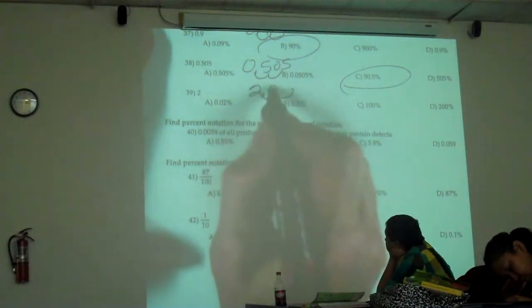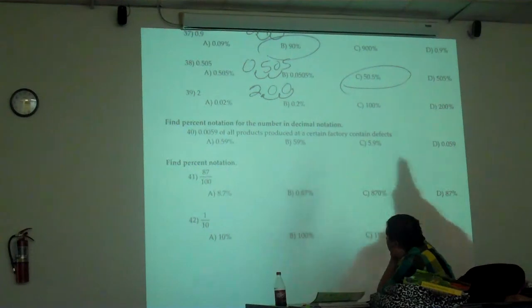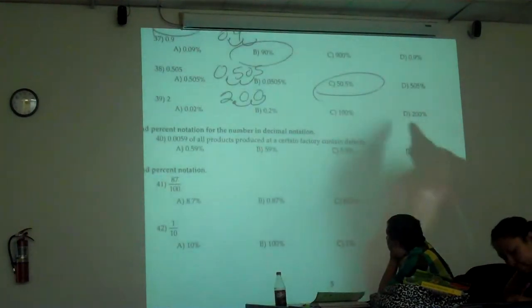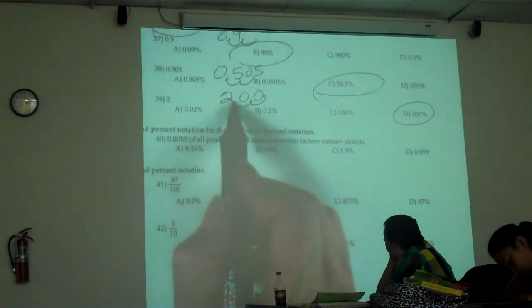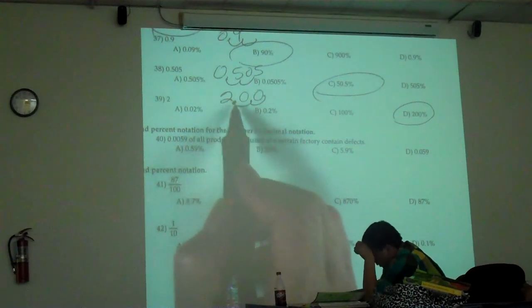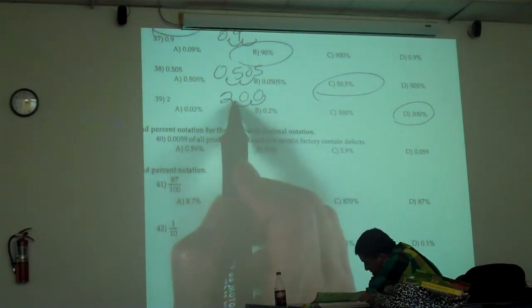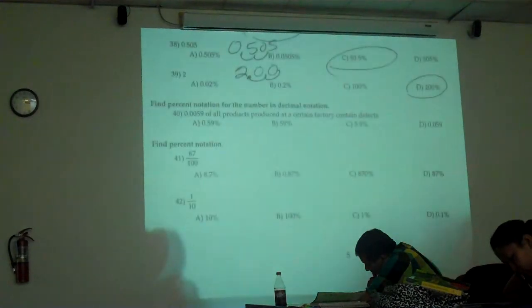2. 20%. 200. Oh, moving it twice and it was behind it. You always have to follow the number with the decimal if it's not there.